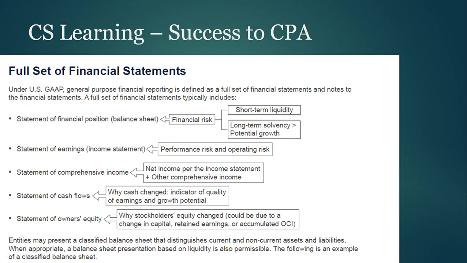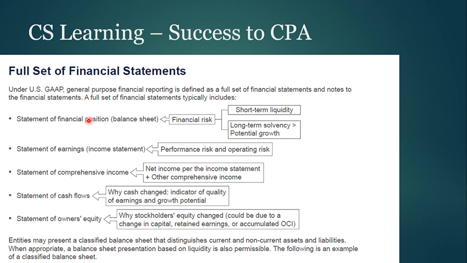So as per US GAAP, the financial statements basically include the balance sheet, income statement, comprehensive income, cash flow, and then owner's equity. All of this consists, as well as the notes to accounts also. Including all of this is called the full set of financial statements. So the first is the statement of financial position, that is called the balance sheet.